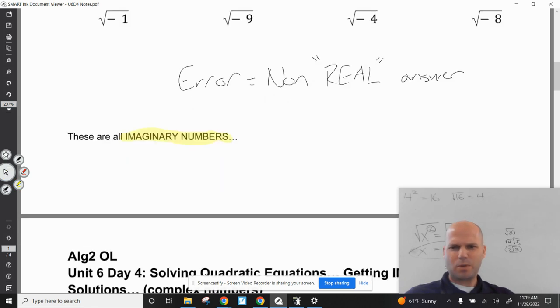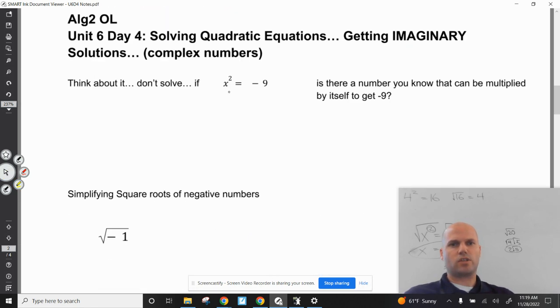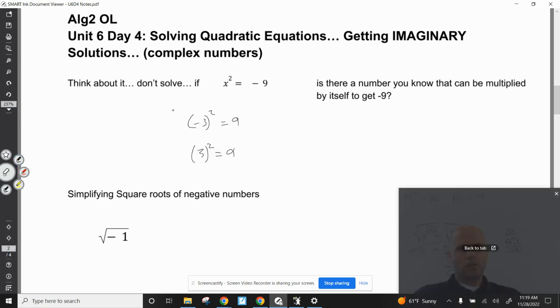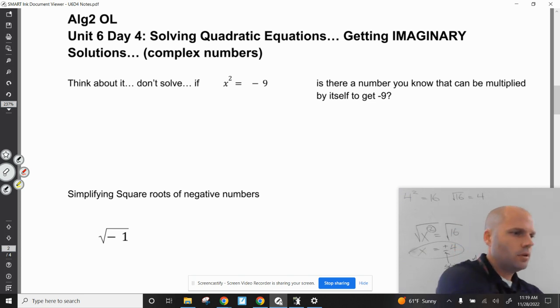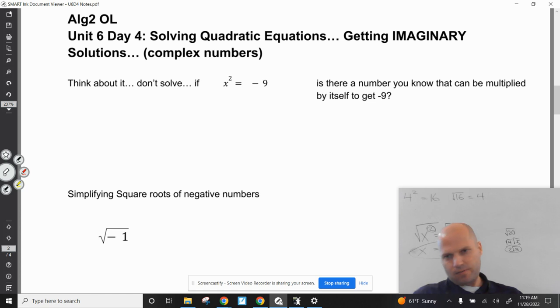Like, what do you mean you can't do these? Try to solve this equation: x squared equals negative 9. Think about, is there a number that multiplied by itself can give us negative 9? And the answer is no, right? You could think about negative 3, but negative 3 times itself is positive 9. You think about positive 3, and yeah, you get positive 9. So there's no real number that we know of that when we square it, you get negative 9.